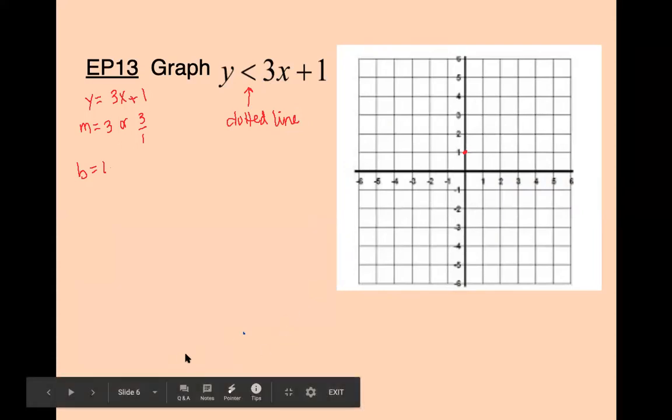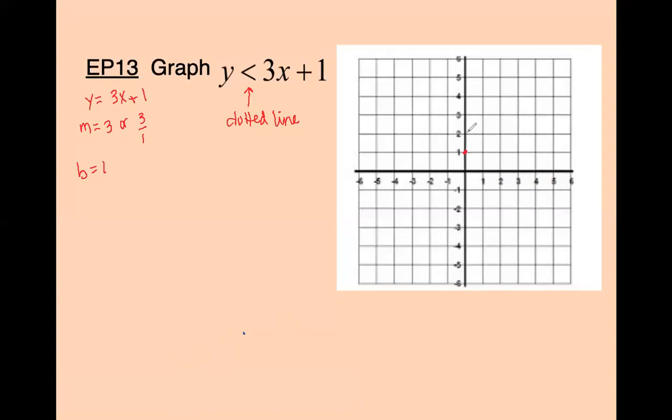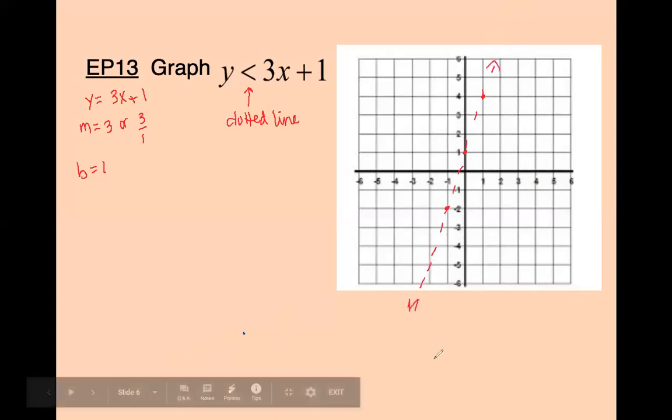Let's go back to the pen. Okay, from here, go up 3 squares, 1, 2, 3, over 1. There we go. And I can't fit any more up that way, so I'm going to go down this way. All right, we said this needs to be a dotted line, so I'm going to do my best to draw a dotted line here. Okay, so there's my line. And you'll have a trusty ruler to be able to do this on your own.